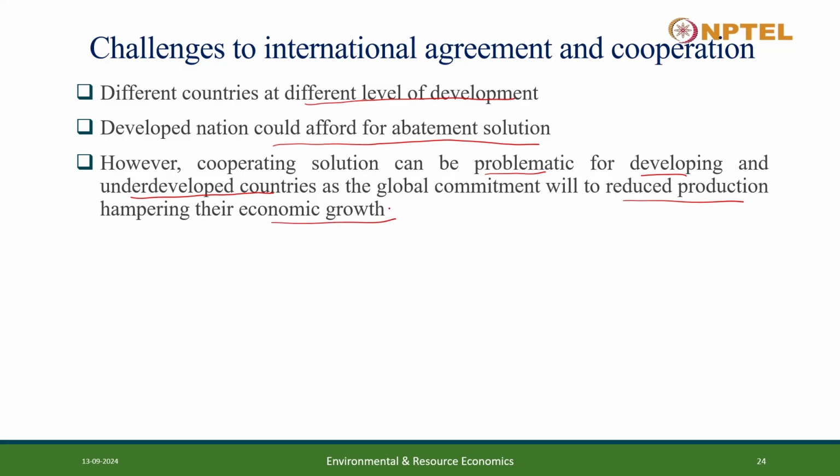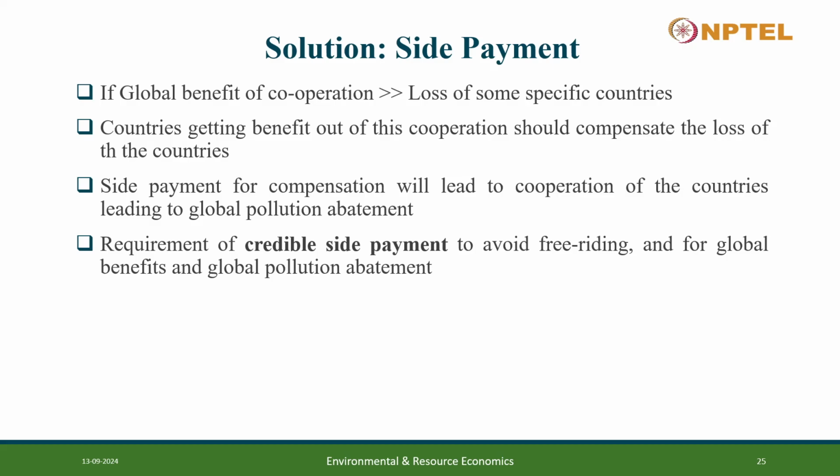When a country tries to cooperate or make some emission reduction commitments, the production level of that country reduces. When the production of goods and services reduces, the economic growth will be slower. So the impact for developing and underdeveloped countries will be higher. Therefore, many times these countries will not prefer to enter into such commitments. So what will be the solution for this challenge?